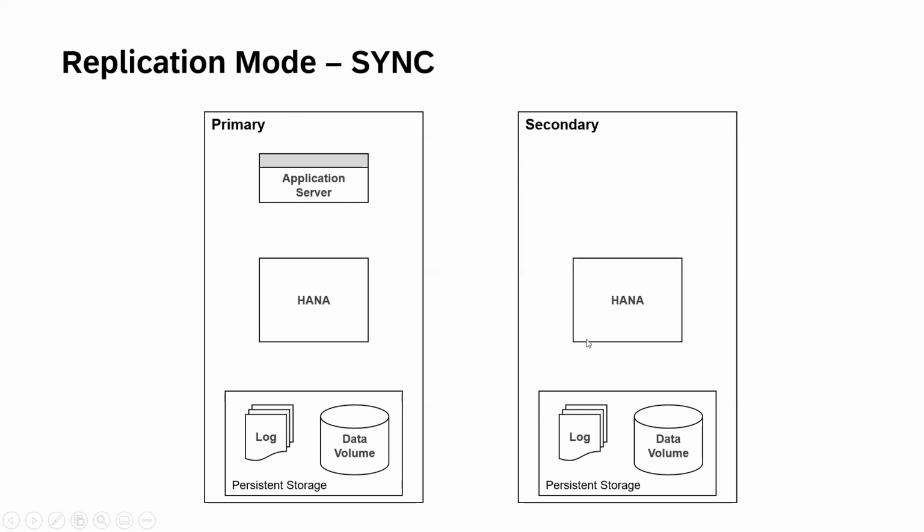Same as in your secondary system, you also have the instance, the log volume, log segment, and the data volume. Okay, the application server I have shown only in the primary server because at a time only one system will be active. So right now the active system is primary. The application is running on the primary environment. The secondary server is only acting as a standby server.